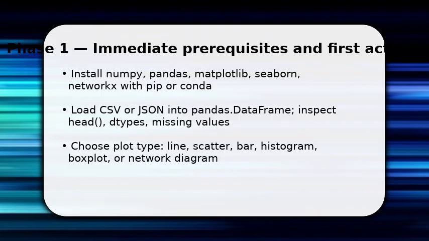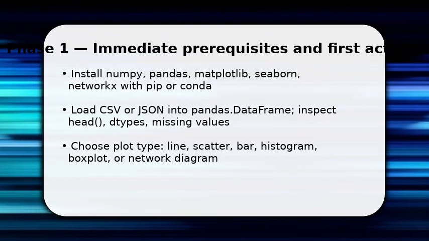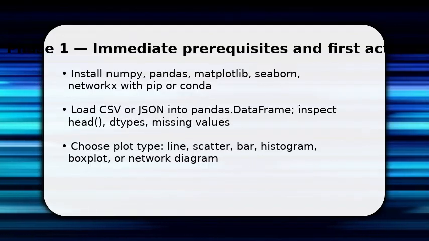For trends, use line. For distributions, use histogram or box plot. And for relationships, use scatter or network diagrams. Make sure to handle missing values early so plots represent the data accurately.